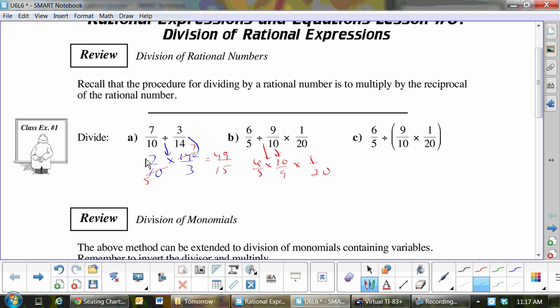Times 1 over 20. Okay, so remember, stayed the same. Okay, and just for sake of time today, we're not going to go through and solve every one of these. You can even put that in your calculator.